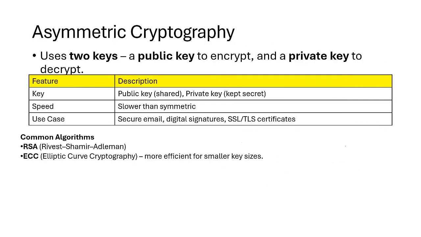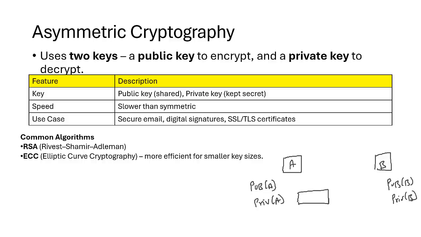Okay, so next is called asymmetric cryptography. When we're talking about asymmetric cryptography, it uses 2 keys. It is called a key pair. So we have a system A and a system B. Each system has 2 keys: public key A, private key A, public key B, private key B.